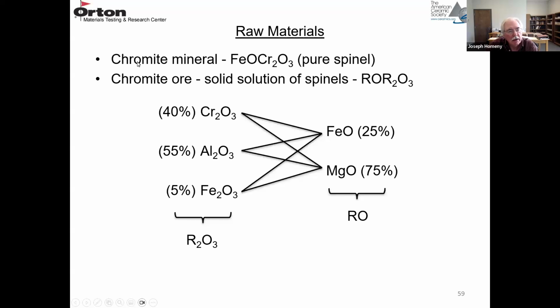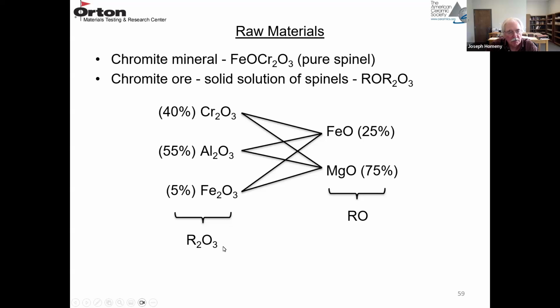So chromite is the mineral. It's FeOCr2O3. This is a pure spinel structure. But chrome ore is really a solid solution of 6 different spinels. So again, a spinel is an RO, R2O3. So this R here is the +2 ion. This is a +3 ion. So these are the R2O3 groups. These are the RO groups.